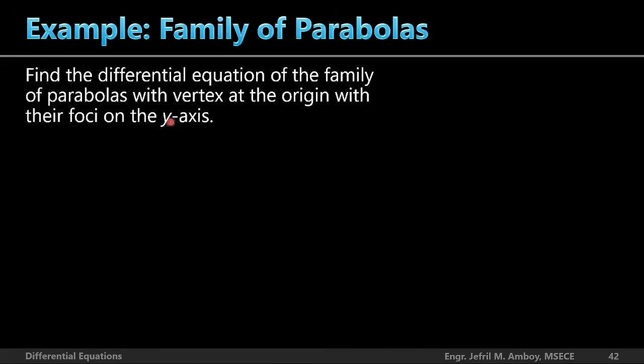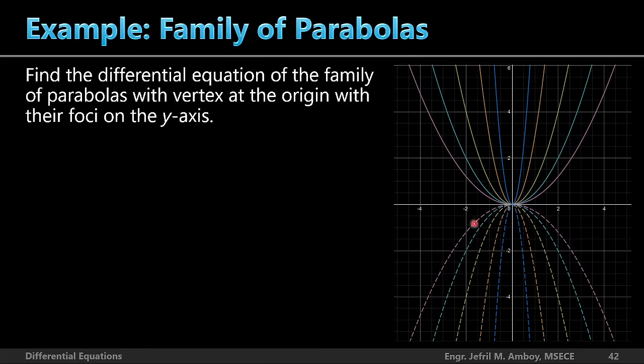Okay, so it's said that the vertices of all the parabolas are at the origin, and their foci are on the y-axis. So, can you imagine if all the foci of the parabolas are on the y-axis, then it means that the axis of the parabola is the y-axis itself. Meaning, these parabolas have a vertical axis. Okay? And if they have a vertical axis, there are only two possible things. So the parabolas must be opening either upward or downward. Okay, so this is how the parabolas look like.